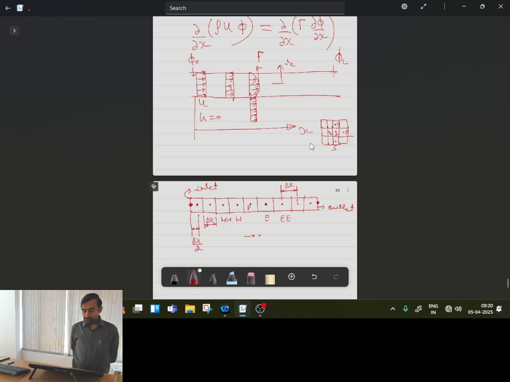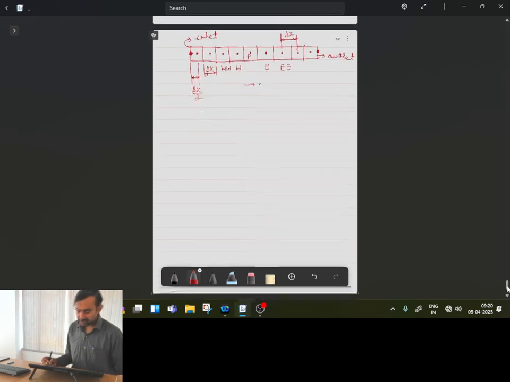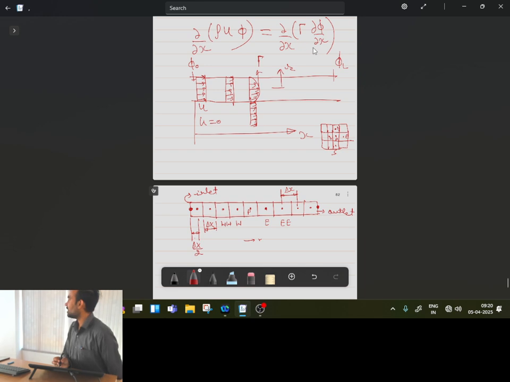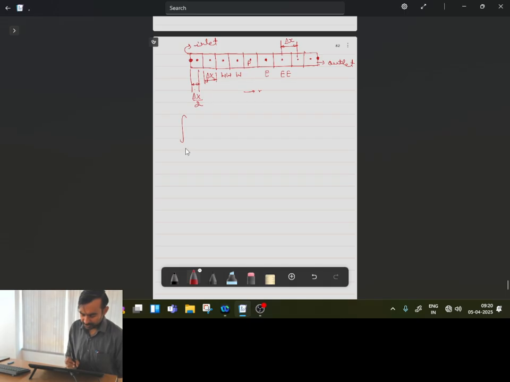Is this one clear? So what I need to do now, once I have defined a control volume, my next interest is to integrate this equation over the control volume. That is the process. So to integrate this equation over the control volume, I will be doing the volume integral of del by del x of rho u phi dV equal to the volume integral of del by del x of gamma del phi by del x into dV. Is this one clear? Now, if I have to convert this into a surface integral, what will I be getting?